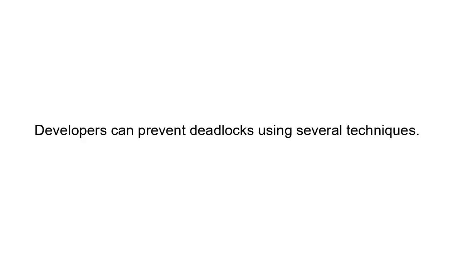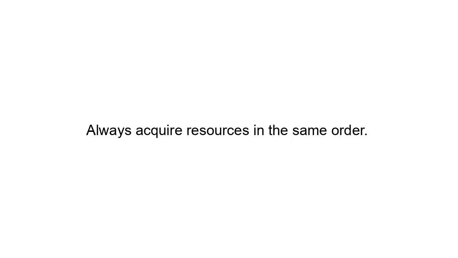How to prevent deadlocks. Developers can prevent deadlocks using several techniques. 1. Lock ordering. Always acquire resources in the same order. Example. Lock 1, then lock 2. Never change the order.